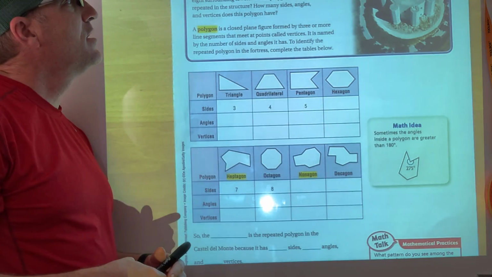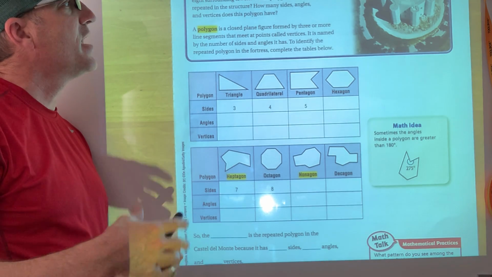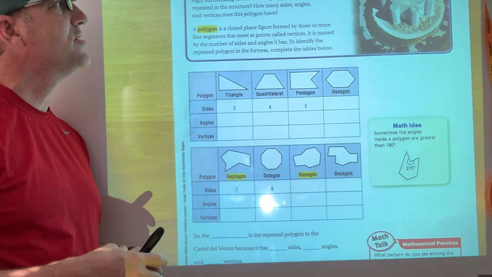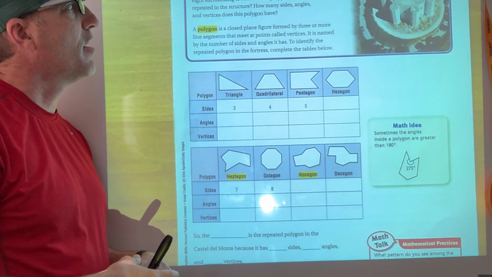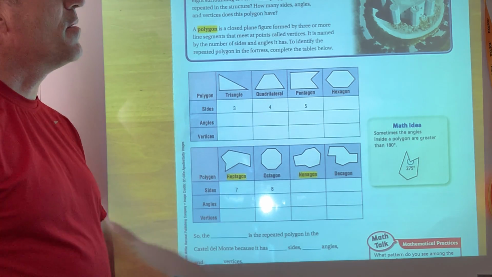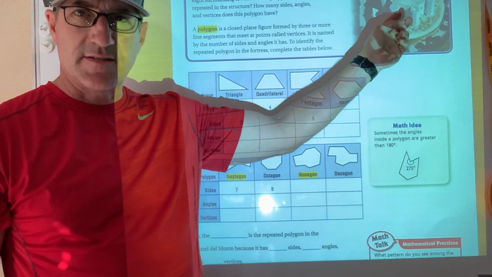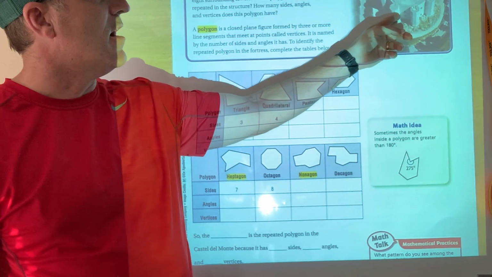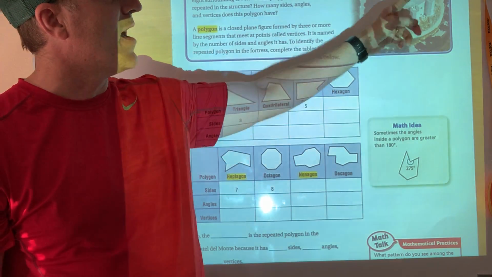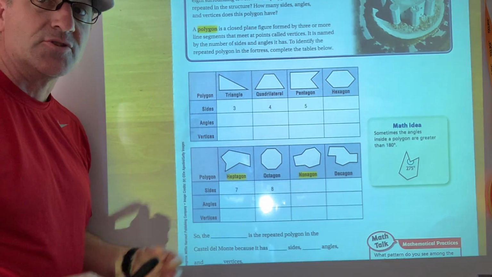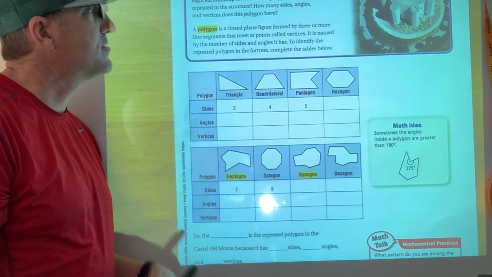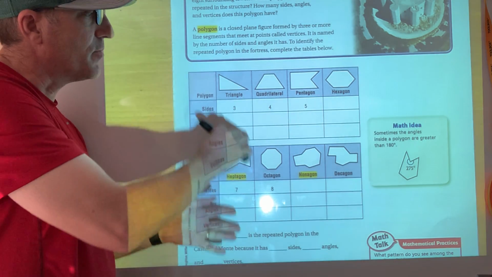So the Castel del Monte in Apulia, Italy was built more than 750 years ago. Awfully cool looking. The fortress has one central building with 8 surrounding towers. Which polygon do you see repeated in the structure? How many sides, angles, and vertices does this polygon have? If you look at the towers, they all have 8 sides, right? 8 vertices, 8 angles. We'll talk about that. The same with the building. You can even look at the one in the center. They kind of repeated the shape. So which one is that if it's got 8 sides? That's what we're going to figure out down here.